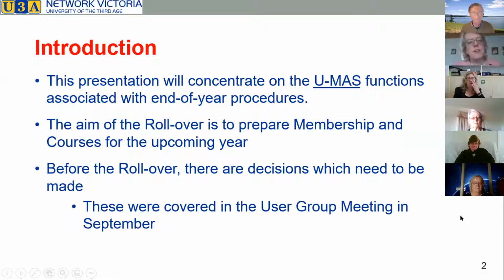Right, in this presentation, I'm concentrating on just the UMass functions associated with the end of year procedures, not the pre-planning that goes on beforehand, as I did in the original presentation. The aim of the rollover is simply to prepare the system and the membership and the courses for the upcoming year. Before the rollover, there are decisions which need to be made, and as I mentioned, these were covered in the user group meeting in September.